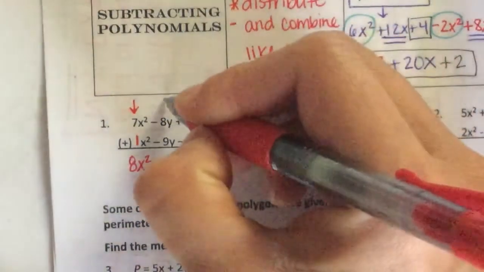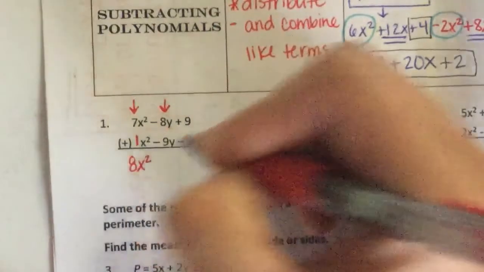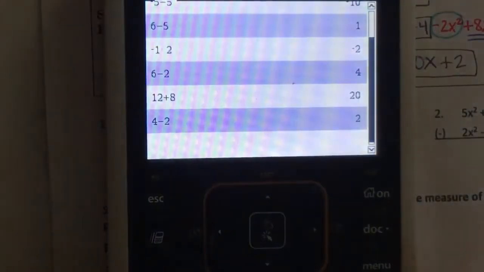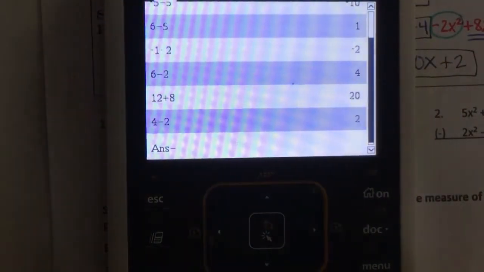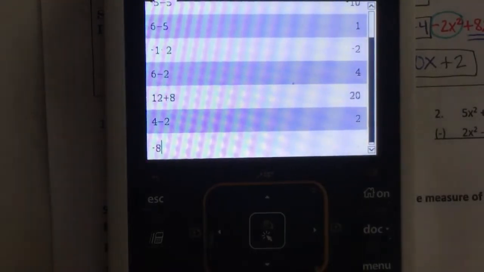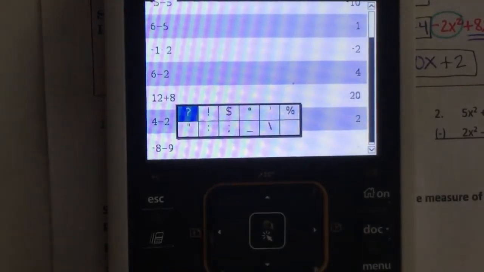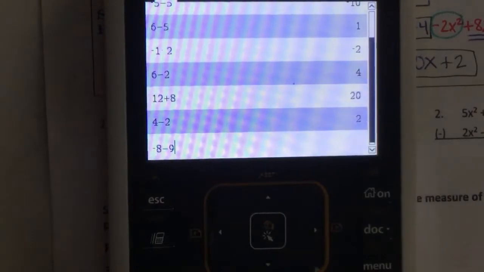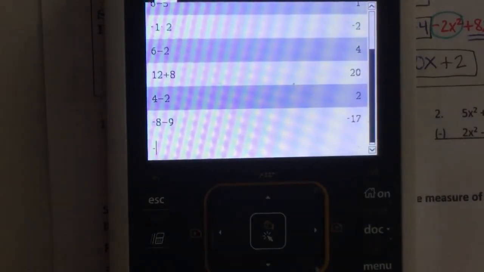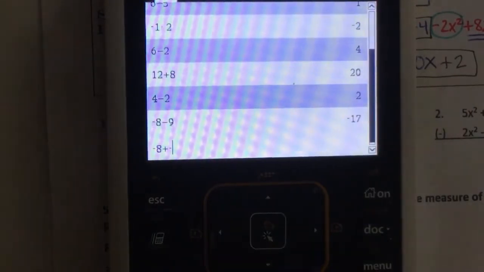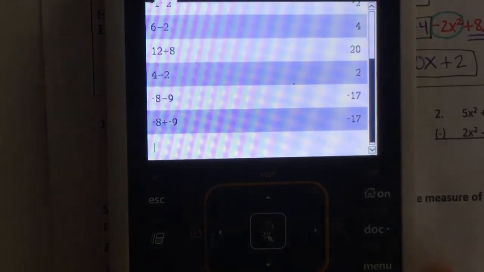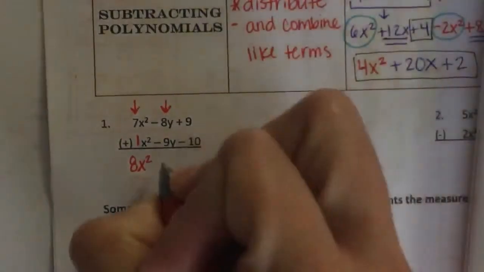Here you're adding a negative 8 minus 9. So negative 8 minus 9 is the same thing as saying negative 8 plus a negative 9. Negative 17. Either way, you get a negative 17.